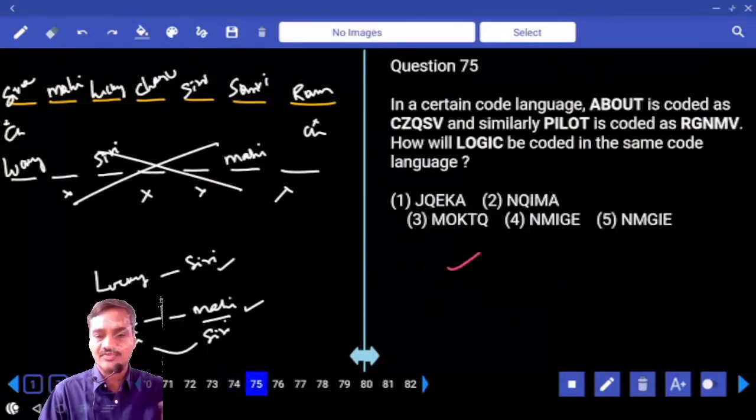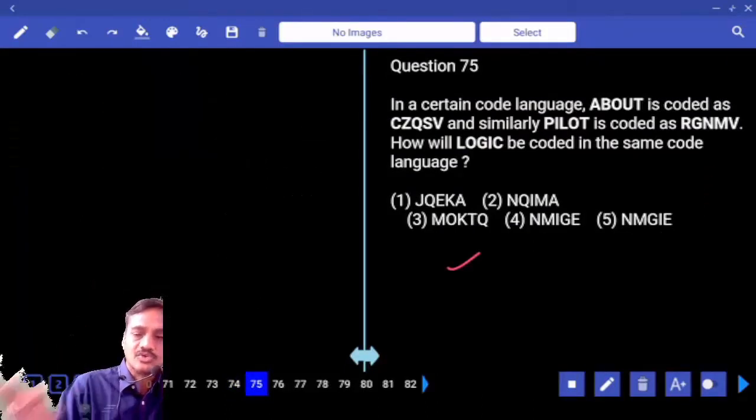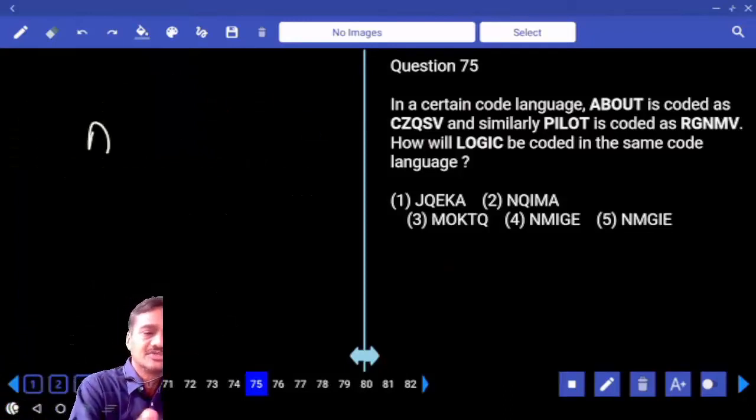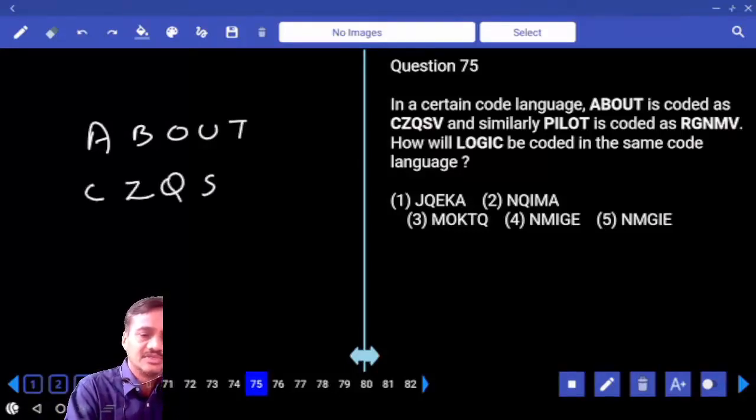And next one, 75. Now this question number 75 is based on coding and decoding. Now what is the word we have? The word is ABOUT, and its code is CZQSV. Now A and C, what is the difference here? Plus 2. B and Z, minus 2. O and Q, plus 2. Here it is minus 2, plus 2.